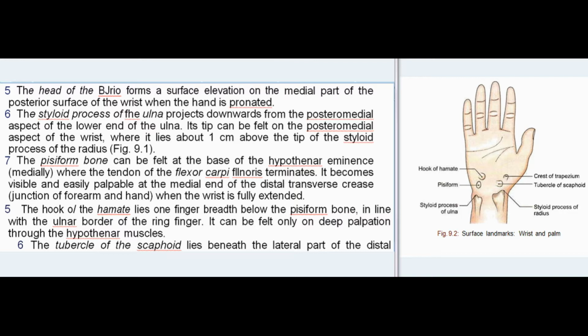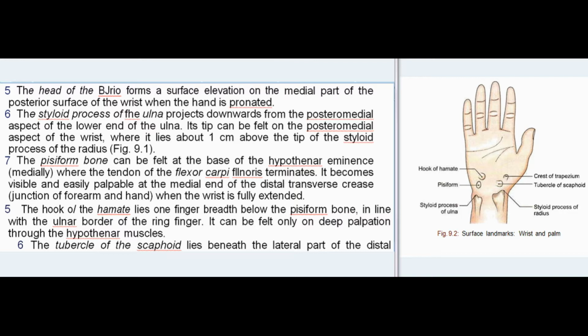7. The pisiform bone can be felt at the base of the hypothenar eminence, medially, where the tendon of the flexor carpi ulnaris terminates. It becomes visible and easily palpable at the medial end of the distal transverse crease, junction of forearm and hand, when the wrist is fully extended. 8. The hook of the hamate lies 1 finger breadth below the pisiform bone, in line with the ulnar border of the ring finger. It can be felt only on deep palpation through the hypothenar muscles.